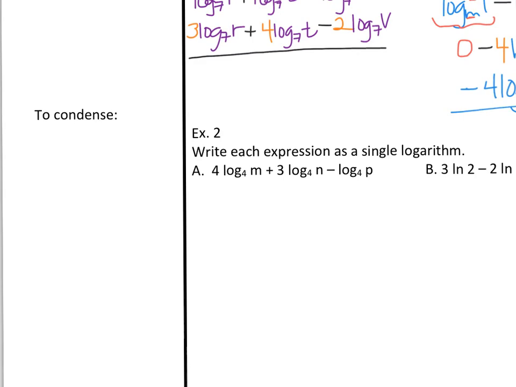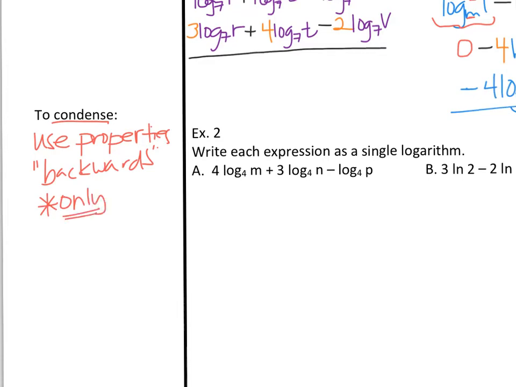The reverse of expanding would be to condense. When you're asked to condense, you're going to use your properties backwards, which means you'll have examples that look like the right-hand side, but you want to condense them down to look like the left-hand side when you're done. And the key for condensing is you don't want more than one logarithm or ln in your final answer. So that means only one log or ln in your final answer.